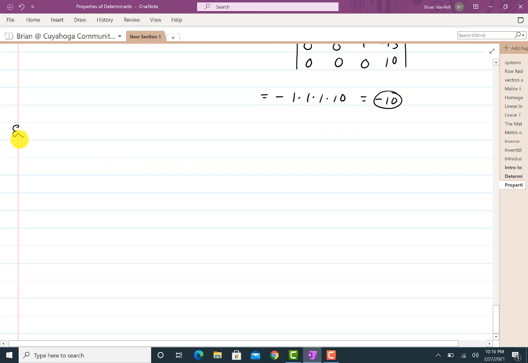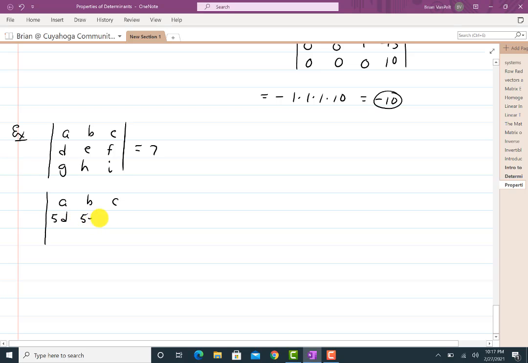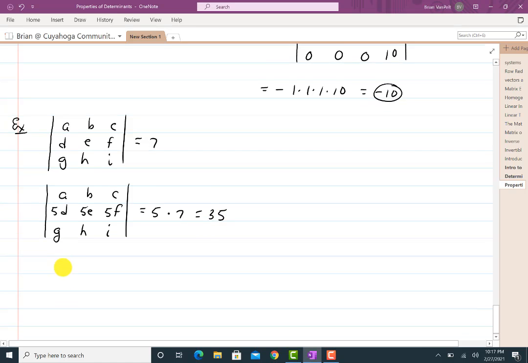Now a little bit of practice with the theory, even though that was practice, but let's just say I give you an unknown, A, B, C, D, E, F, G, H, I, and all you know is that the determinant is equal to 7. So if you have A, B, C, 5D, 5E, 5F, G, H, I, that equals 5, because you multiplied one row by 5, so it's 5 times the determinant. That's 35.